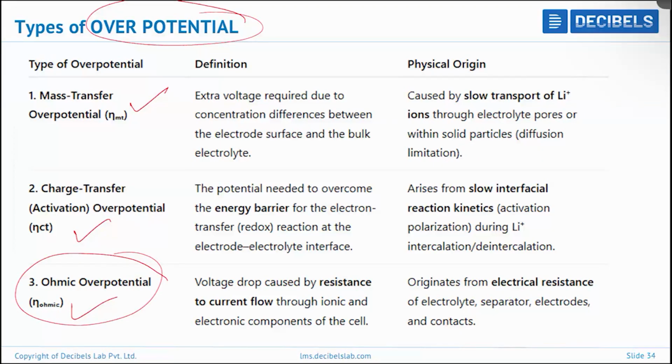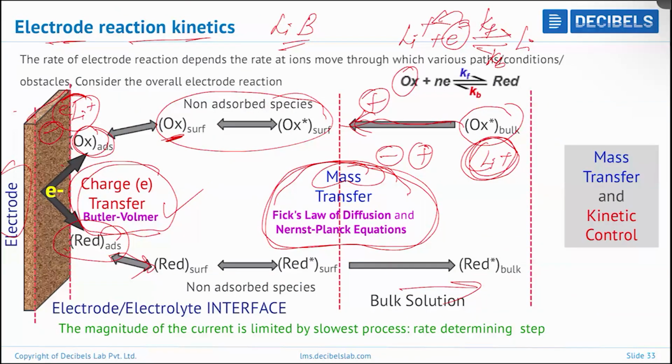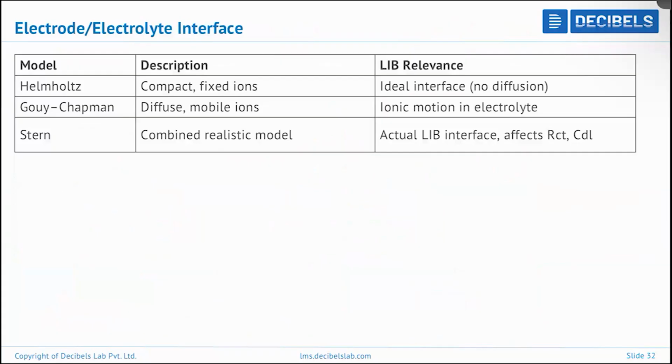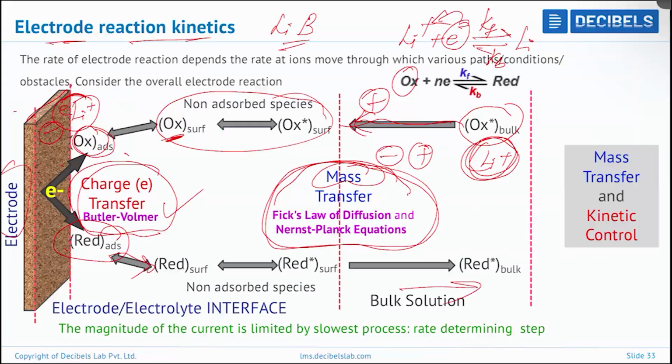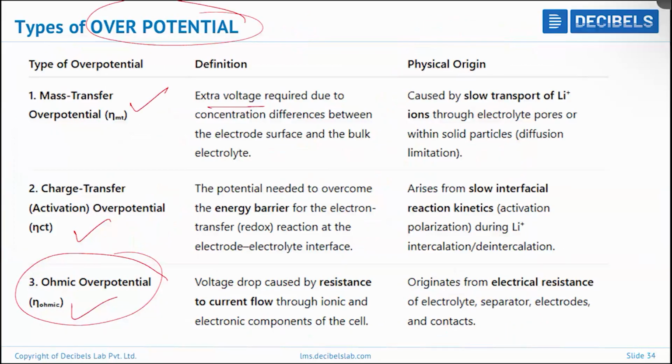The mass transfer overpotential is the extra voltage required to drive. For example, if the lithium ion is accumulated here, there will be a difference in the lithium ion concentration in the bulk and near the surface. That difference leads to concentration polarization. That requires extra voltage to make that concentration uniform during charging and discharging. So this is called mass transfer overpotential. This is because of slow transport of lithium ions through the electrolyte solution.